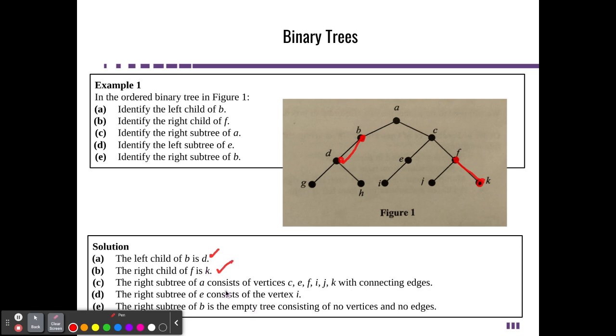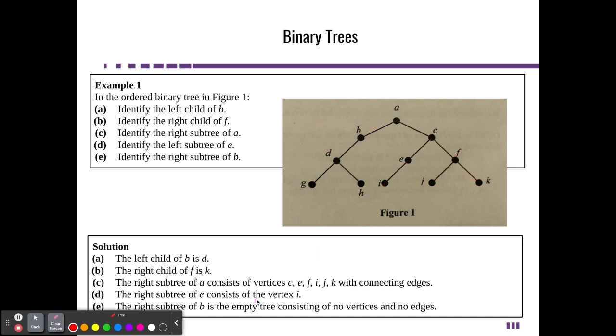A subtree of A: if we went to A and we looked at the subtree, then the subtree would be all of this out here. And so that can be listed in the sense that it will consist of the vertices C, E, F, I, J, and K with connecting edges. So those edges that connect that. So that would be a right subtree.